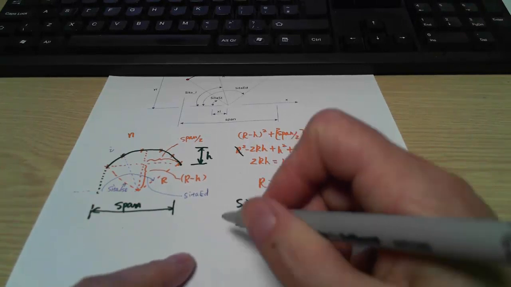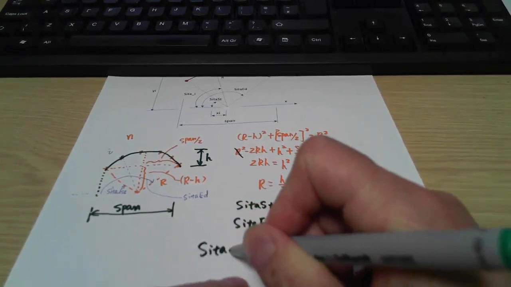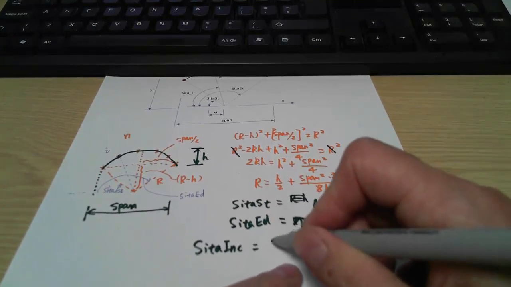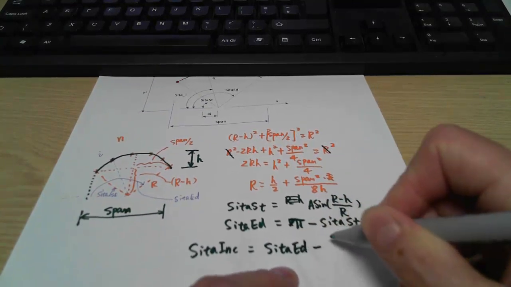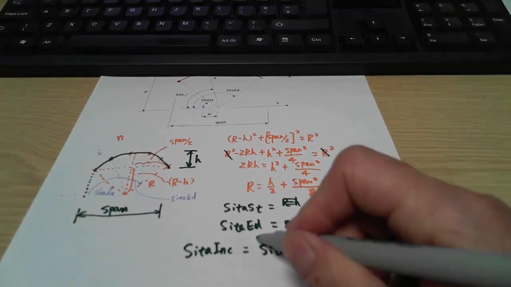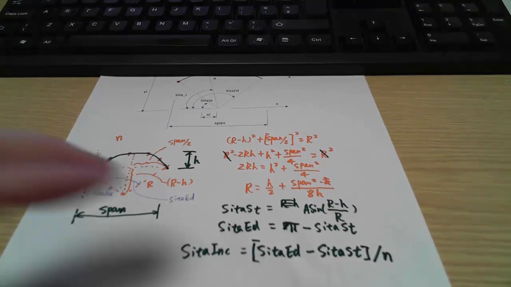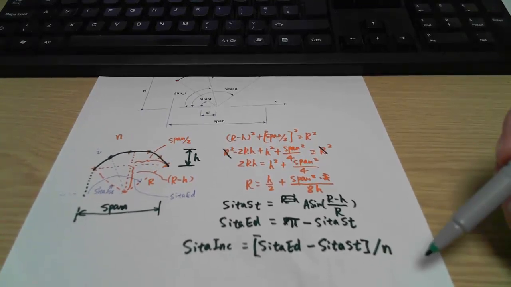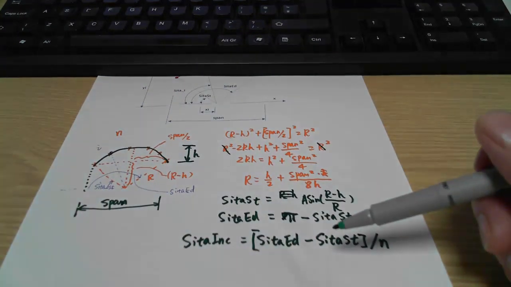So the theta increment for each one, let's put inc here, should equal theta ed minus theta st, and then divide by n. You have n here, how many divisions you want, and you divide by n. That gives you every increment here.